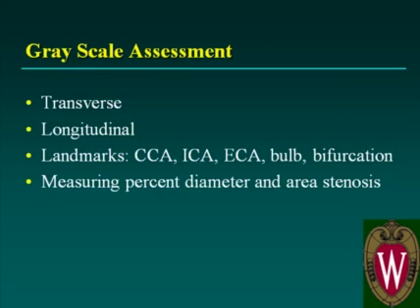The grayscale assessment is usually done both in transverse and longitudinal planes. It's important to identify certain landmarks, notably the carotid bulb and the carotid bifurcation, and to identify the individual components, the common carotid, internal carotid, and external carotid arteries. When we do see plaque, we often measure a percent diameter and assess for area stenosis.